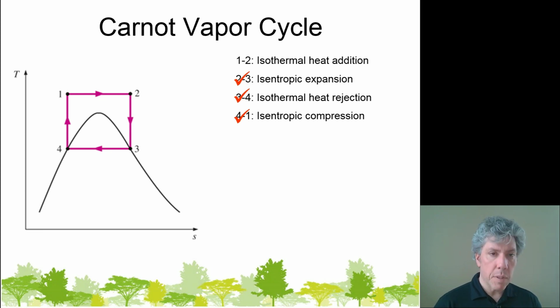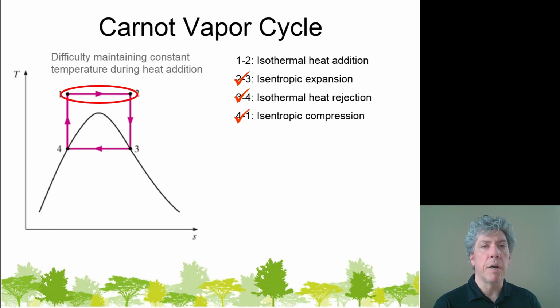The problem comes into the constant temperature heat addition, where we're converting above the critical point from liquid to vapor. That's problematic. Doing that at constant temperature is practically impossible. There's no way we could maintain constant temperature during heat addition. That would just be too difficult. So this is the one process in the Carnot cycle that means so far the Carnot cycle is not an adequate model for our ideal vapor-liquid power cycles.